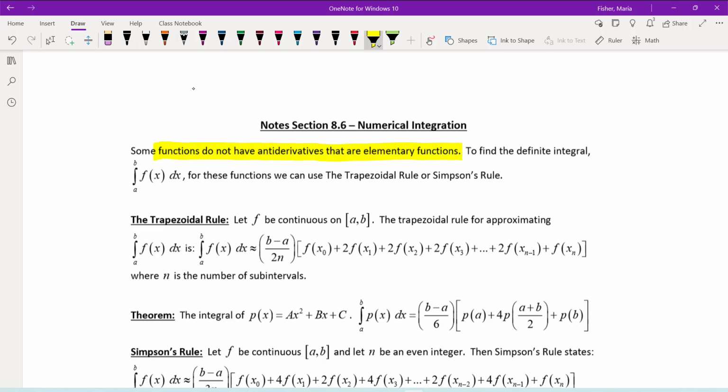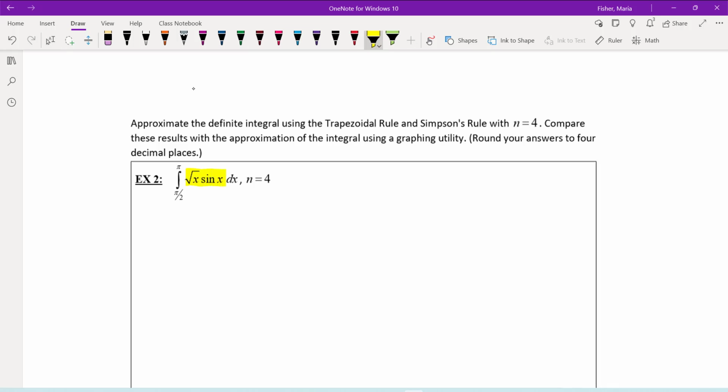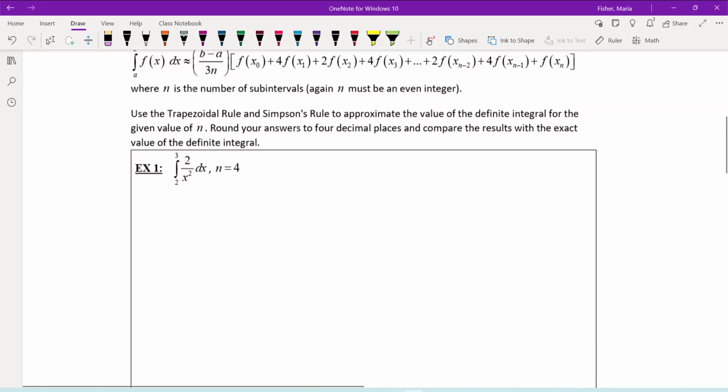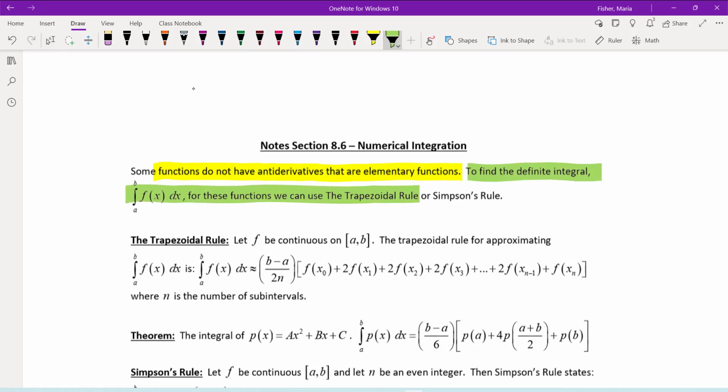So there are functions out there, for example, number 2, the square root of x times the sine of x dx. There's no antiderivative that exists for it. For those functions, to approximate the definite integral, we can use the trapezoidal rule or Simpson's rule. Let's look at the trapezoidal rule first.